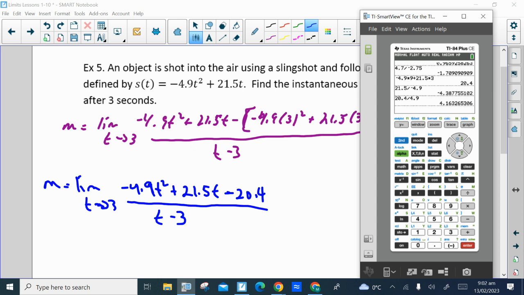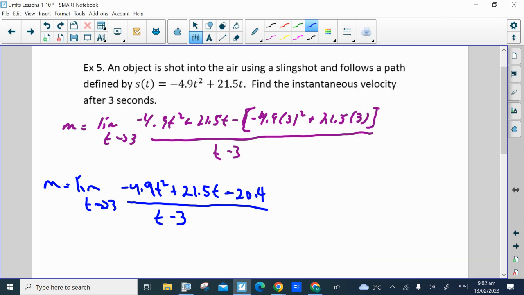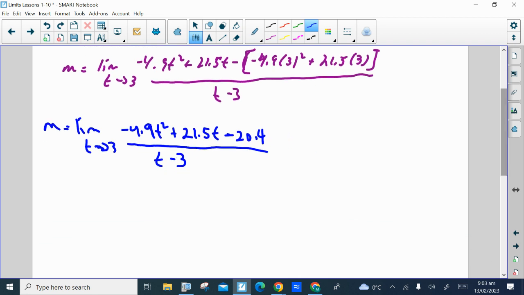But we need some way to get rid of that t minus 3. And that some way in this case would be to actually divide them. Divide the quadratic on top by t minus 3 on the bottom using synthetic division. Did that in 30-1, right? So instead of dividing by t minus 3, we normally change it to t plus 3 so that we could add as we're going along using synthetic division. T plus 3 into negative 4.9 t squared plus 21.5 t minus 20.4.